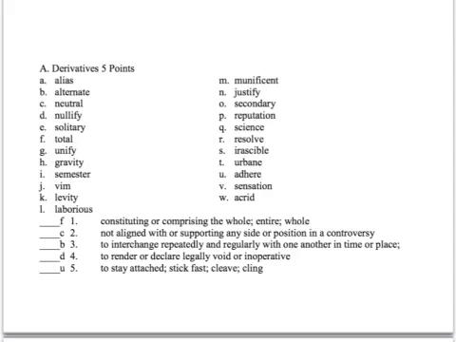Constituting the whole, the entire, that would be total, from totus. Not aligned would be neutral, from neuter. To interchange repeatedly from one another in one place would be to alternate. To render or declare legally void or inoperative would be to nullify, from nullus. And to stick, cling, stick fast would be to adhere.